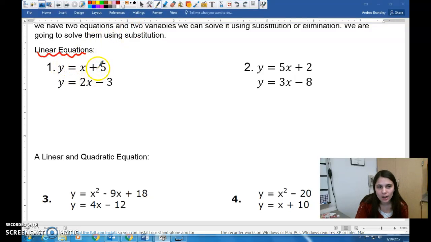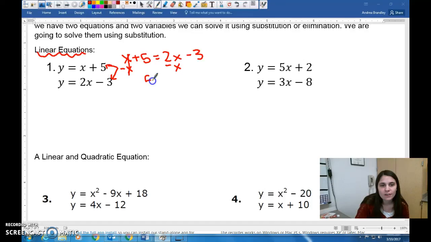Well, if this equals y and this equals y, then these two things have to be equal to each other. So x plus 5 has to equal 2x minus 3 if they're both equal to y. Now I have an equation with only one variable, so this is solvable by getting my x's on one side. I'm going to subtract x from each side, so I have 5 equals 2x minus 1x, which is just x, minus 3. Then I can add 3 to both sides, which is 8. So our x is equal to 8.